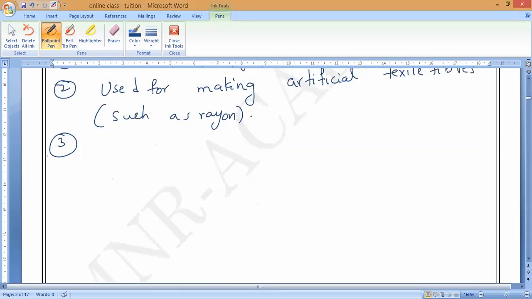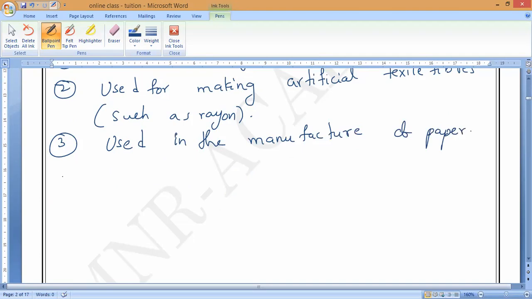Please inform. Next. Third one. How many of you know newspaper? Are you using newspaper? Please tell me. Yes. So in the manufacturing of paper, such as newspaper or normal paper, we are using sodium hydroxide. Write it. It is used in the manufacture of paper.